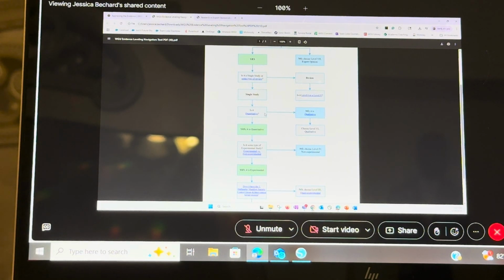Okay, so let's go to our next question. Is it quantitative? Well, we haven't really talked about quantitative yet, right? So let's see what quantitative means. And off the top of your head, what does quantitative mean? What do you know about the word quantitative?